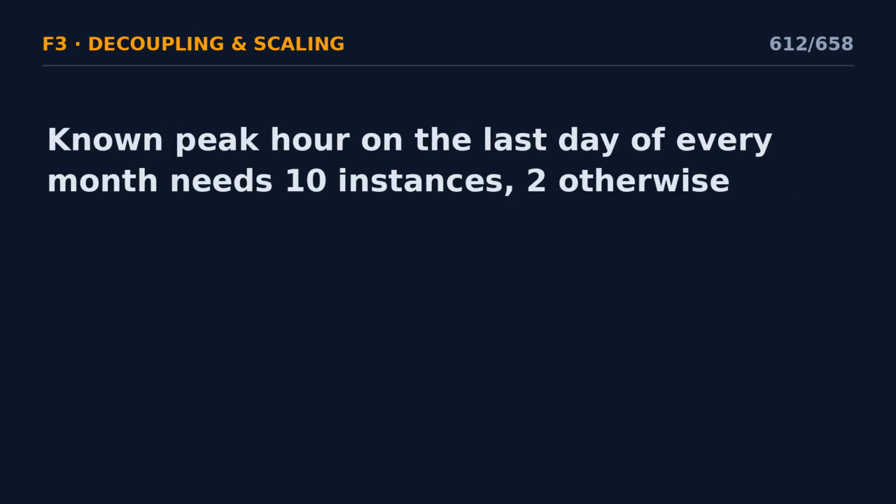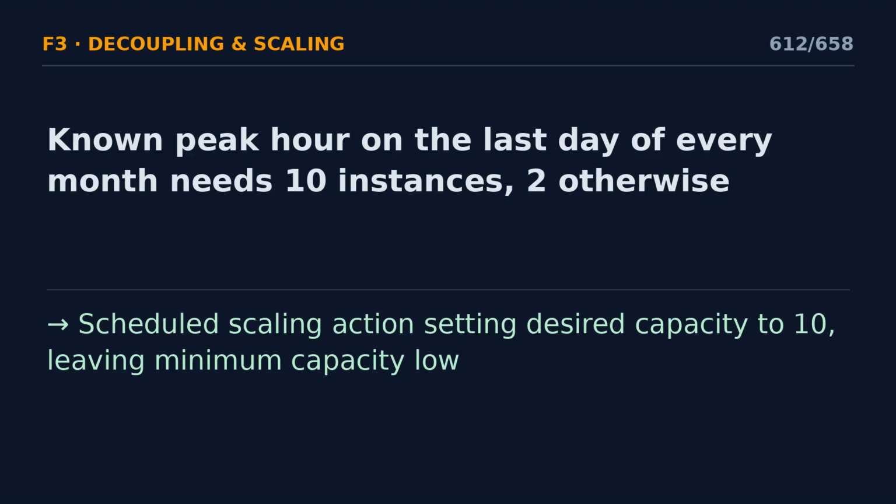Known peak hour on the last day of every month needs 10 instances, 2 otherwise. Answer. Scheduled scaling action setting desired capacity to 10, leaving minimum capacity low.